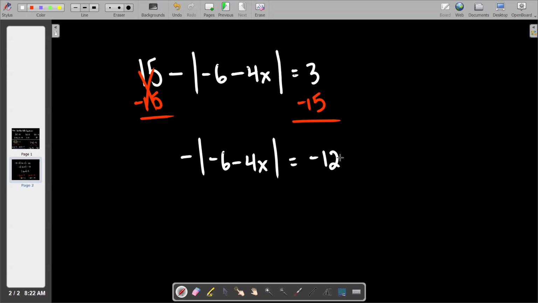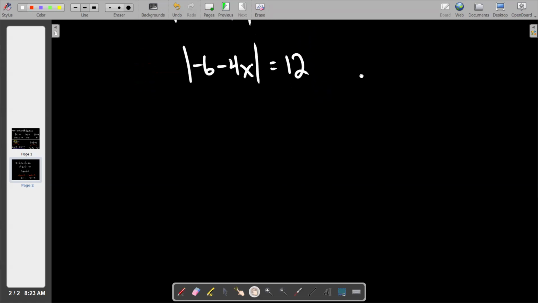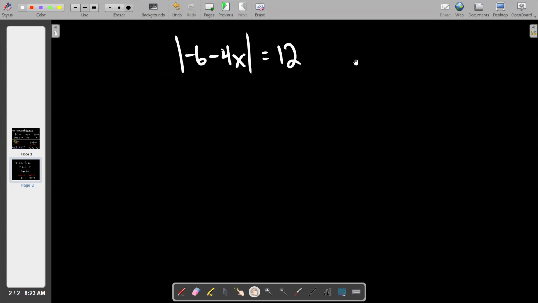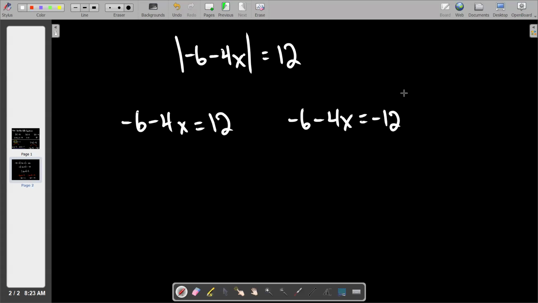Of course, we got to divide away the negative, right? We are not at the crossroads yet where we make a decision. The absolute value is not yet alone. If we divide both sides by negative 1, then we get absolute value of negative 6 minus 4x equals 12. And once again, we realize once all the smoke clears, I can proceed. So I have 2 equations, negative 6 minus 4x, maybe equals 12, or negative 6 minus 4x, maybe equals negative 12. Let's go find out.